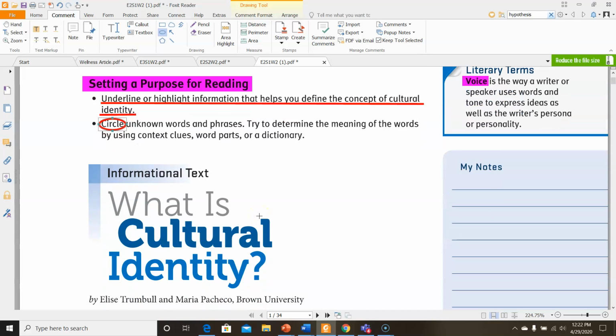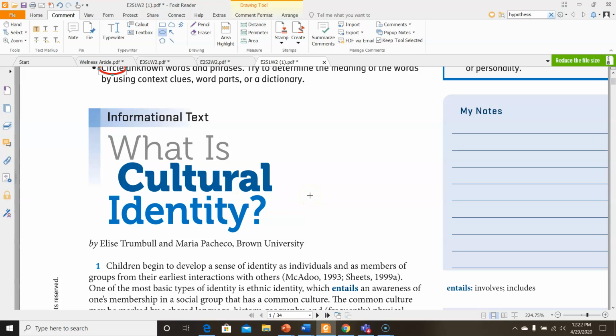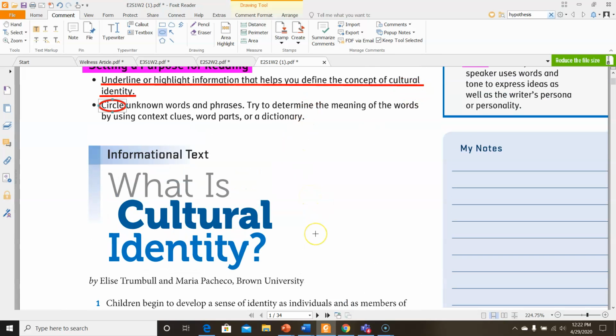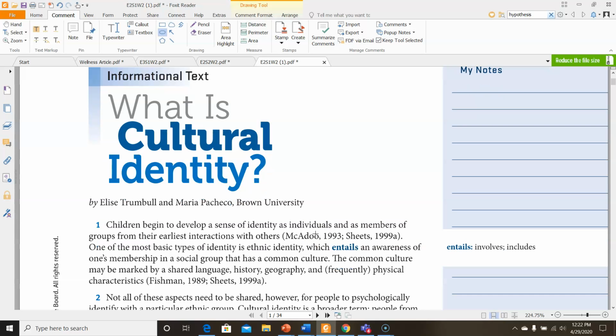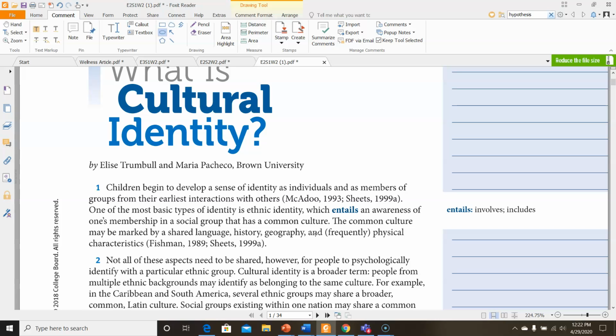So let's go down to informational text. What is cultural identity? Remember, we're looking for anything that helps us define the concept of cultural identity. I'm going to read the first few paragraphs with you, and then I'm going to go down to the next activity, and it's up to you to read the rest and continue to annotate. So, children begin to develop a sense of identity as individuals and as members of groups from their earliest interactions with others. One of the most basic types of identity is ethnic identity, which entails an awareness of one's membership in a social group that has a common culture. The common culture may be marked by a shared language, history, geography, and frequently physical characteristics.